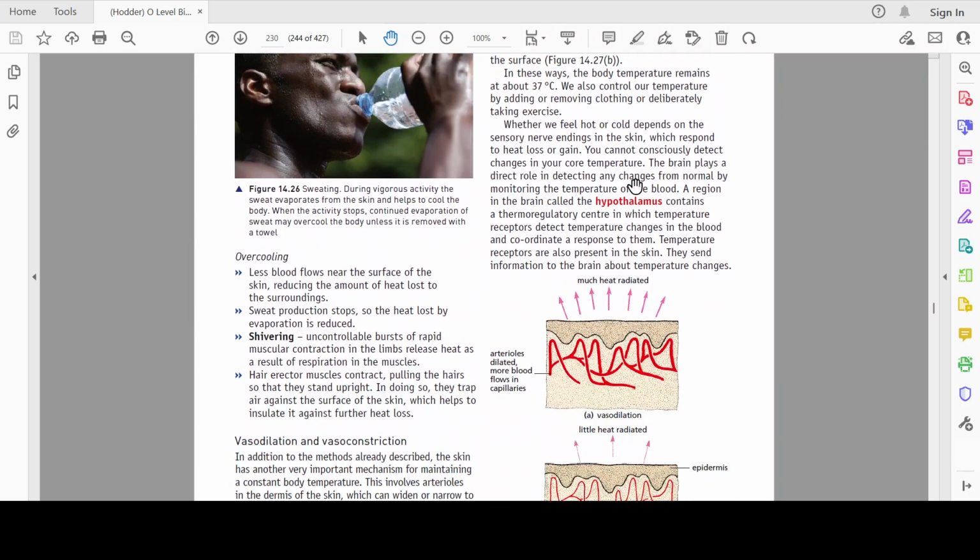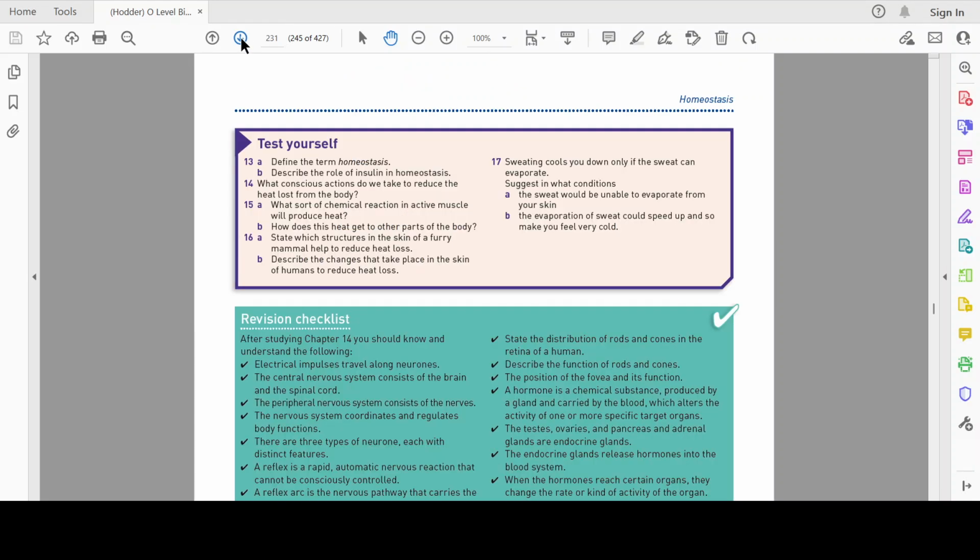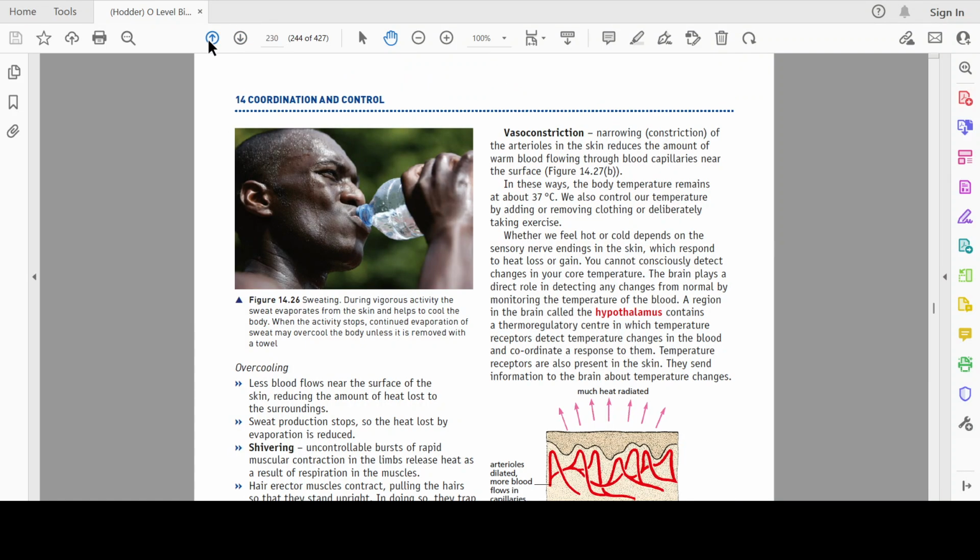And they talk about where it's detected. A region in the brain called the hypothalamus contains a thermoregulatory center in which temperature receptors detect temperature changes in the blood and coordinate a response to them. Temperature receptors are also present in the skin and they send information to the brain about temperature changes. So all of that, and we're done. Any questions?